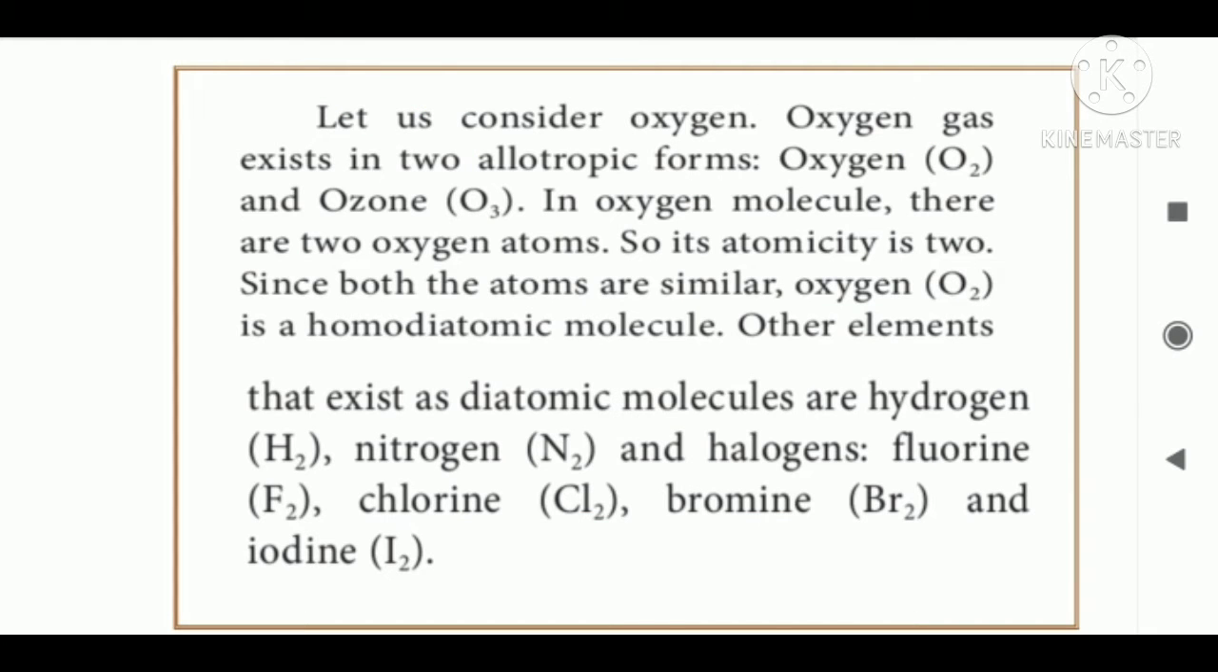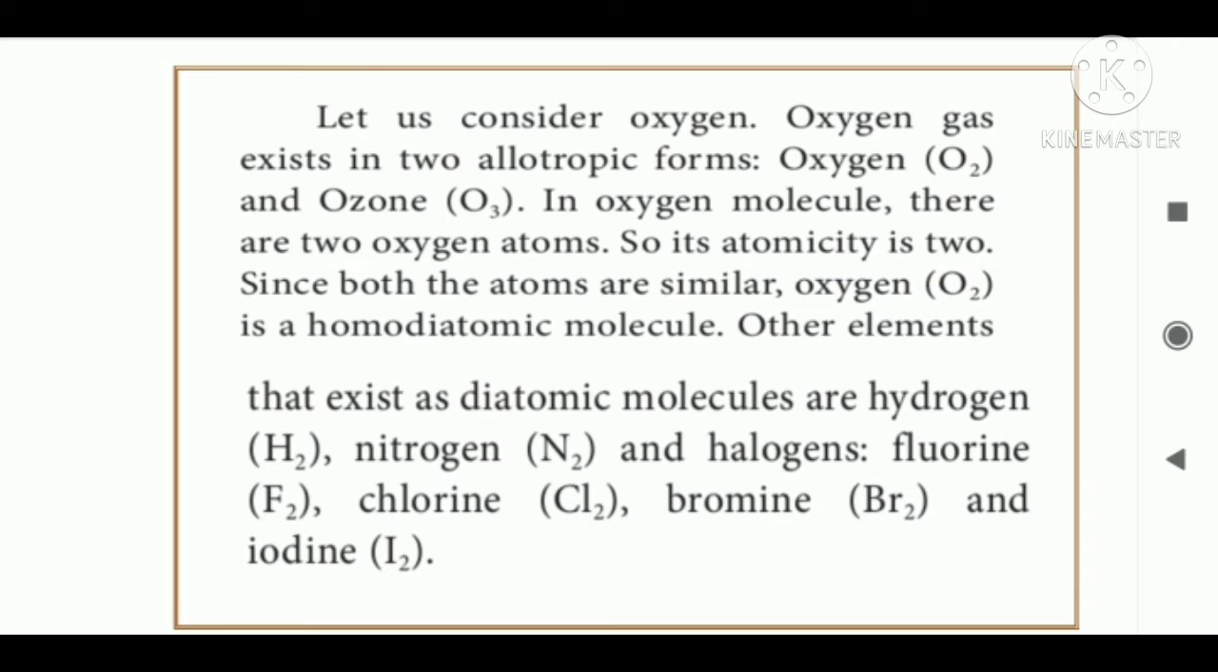Let us consider oxygen. Oxygen gas exists in two allotropic forms: oxygen and ozone. In an oxygen molecule there are two oxygen atoms, so the atomicity is 2. Since both atoms are similar, that is a homodiatomic molecule. Homo means same.